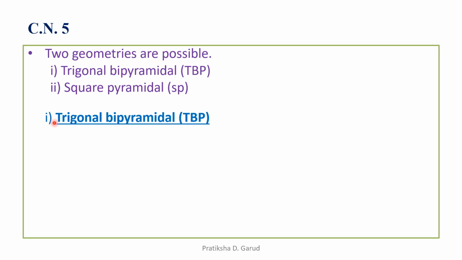Now as the name suggests, trigonal. Out of the 5 ligands, 3 ligands are in a trigonal fashion. And bipyramidal refers to the remaining 2 ligands. Out of the 2 ligands, one will be above the triangle and the second will be below the triangle. So this is a trigonal bipyramidal structure. These 3 ligands form the triangle, which is called trigonal, and then one is above and the second is below. This is called a trigonal bipyramidal.